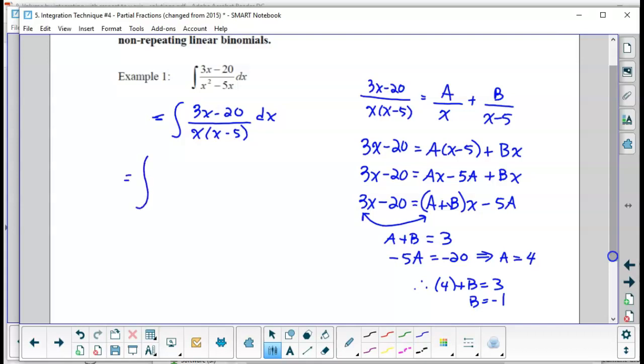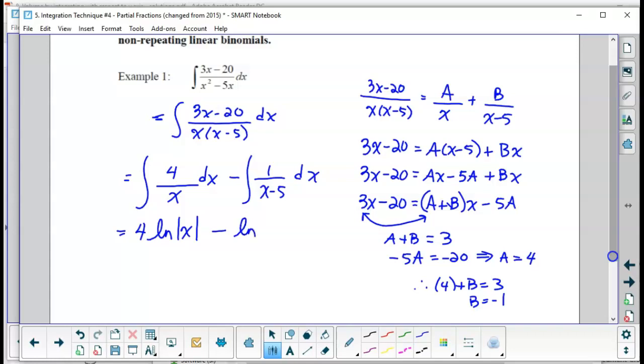We can split them up right away if you want. So that would be the integral of 4 over x, and then you can use the subtraction, that takes the negative out, and then that would be 1 over x minus 5 dx. Okay, so that's going to end up being 4 ln of x minus ln of x minus 5. These are all absolute value, right, because we don't know what x is. And so we're done. Okay. These ones are fun.